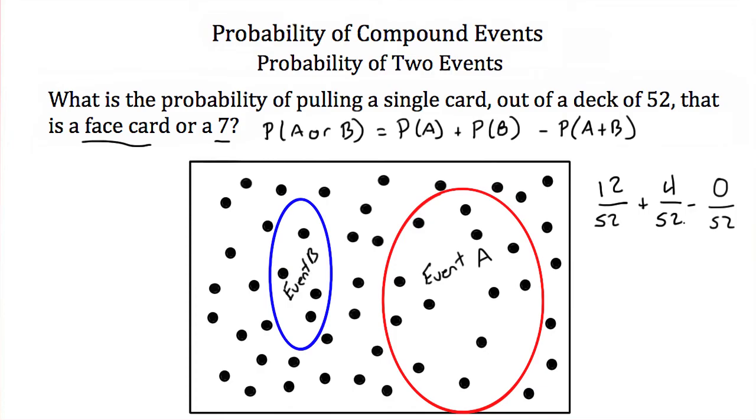Again, these all have the same common denominator, so we can add and subtract our numerators. 12 plus 4 is 16, minus 0 is still 16, so 16 over 52. This reduces down to 4 out of 13, so our probability of pulling a face card or a 7 is 4 out of 13, or you can put that in decimal form, and that's a little bit less than 31%.